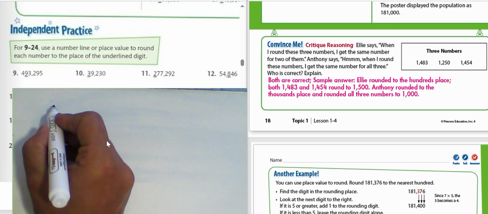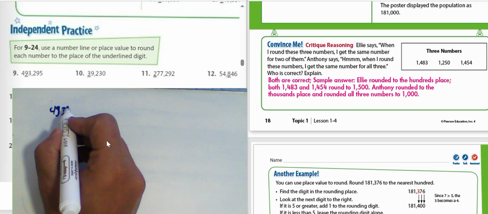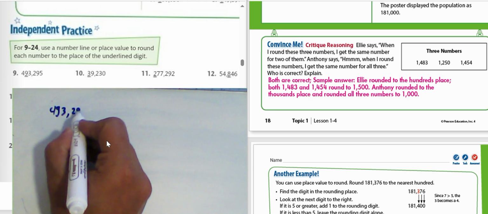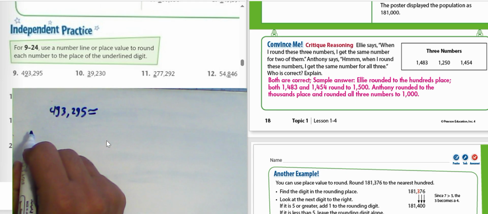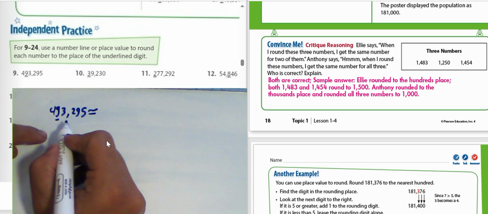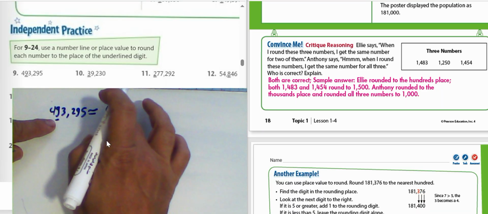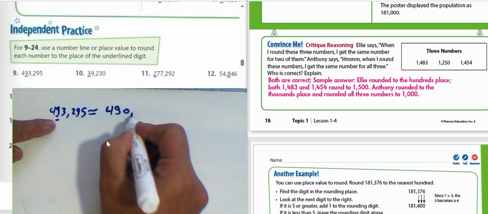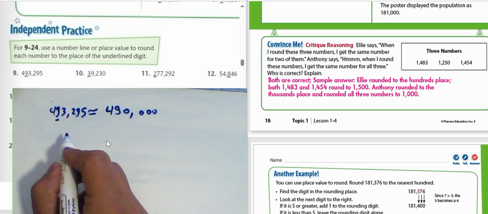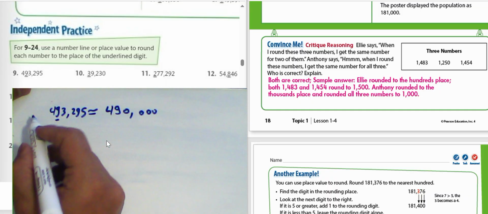493,295. We can approximate this number to the nearest what? Nearest 10,000. 3 can't give 1 to the left-hand side. Then the result will be 4, 9, 0, and 3 zeros. Okay? It was question number 9.